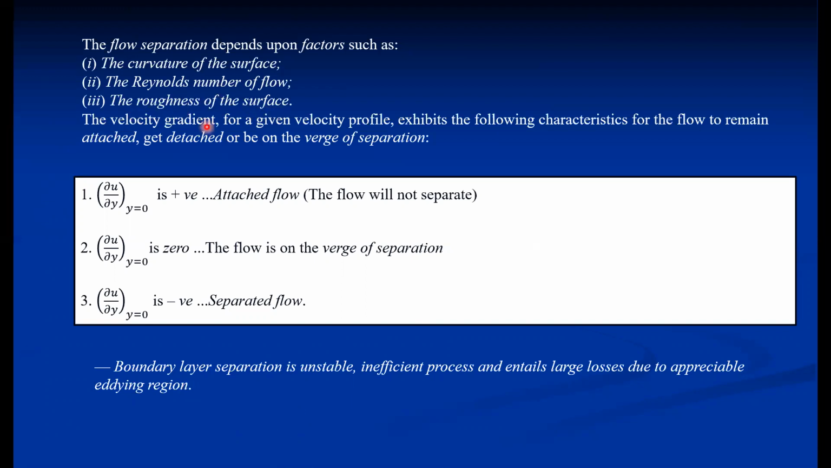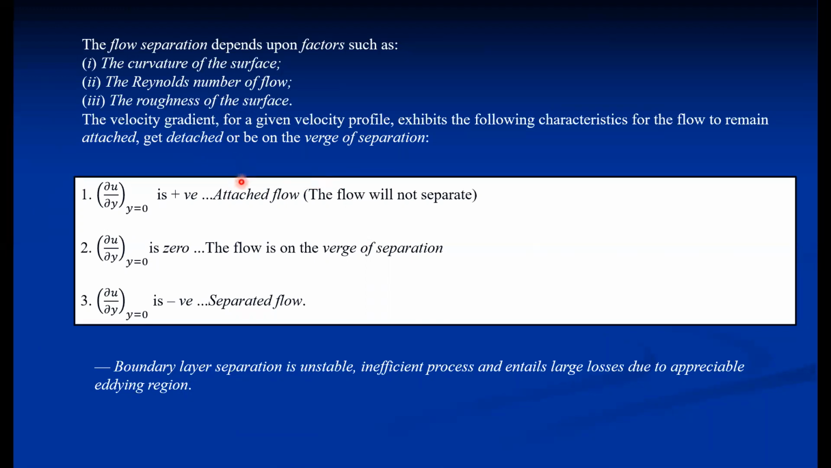Then the roughness of the surface also plays an important role, because roughness breaks the laminar sublayer, so turbulence is created. So it breaks the boundary layer as well. So it is sometimes desirable to have roughness.